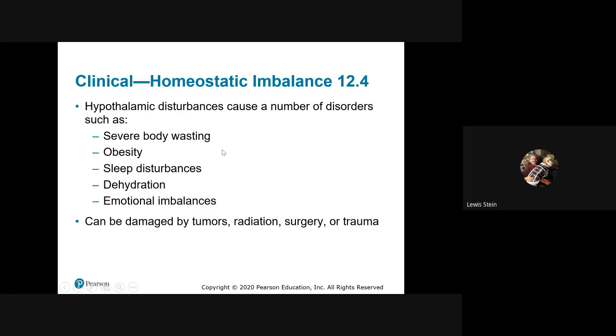And then, as you can see, when we have problems here, these are real difficulties. This would be eating disorders, not so much eating disorders that are brought about by depression or other factors, but real hypothalamic problems or body wasting, these kinds of things, which are more targeted to damage to that area as opposed to depression-type things. So these are more physiological than psychological. And you can see cancers can do it, radiation exposure, surgery, trauma, injuries, infections, they all can play a role.